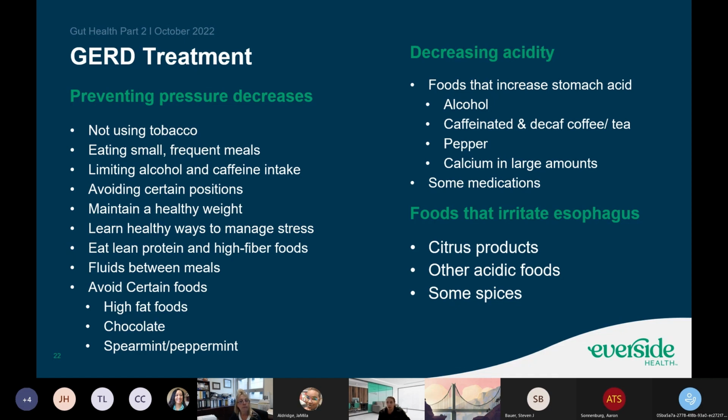Some medications you need to be careful of too. Your ibuprofen, NSAIDs, those kinds of medications can increase acidity. And then certain foods that irritate the esophagus tend to be citrus products, other acidic foods, vinegars, and some spices.